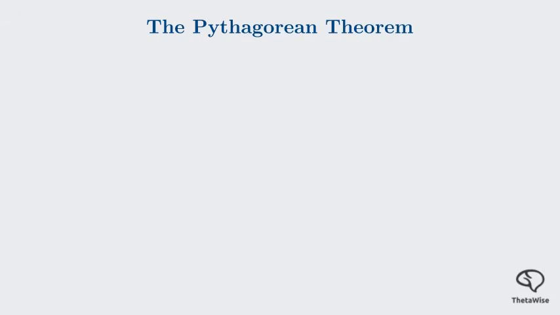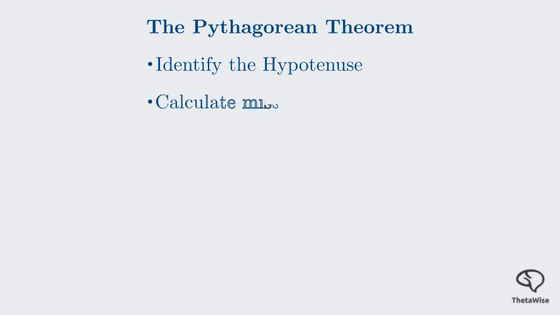Welcome to our lesson on one of the most famous and useful tools in geometry, the Pythagorean theorem. By the end of this session, you will be able to identify the parts of a right-angled triangle, calculate missing sides, and use it to verify if a triangle is right-angled.